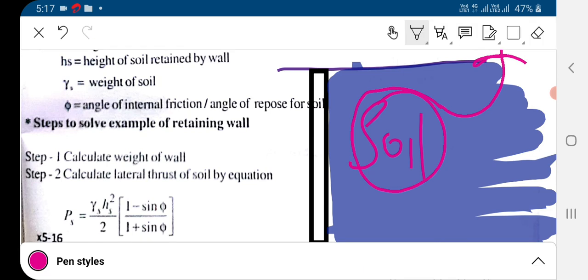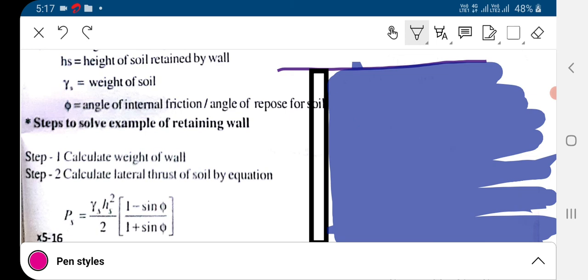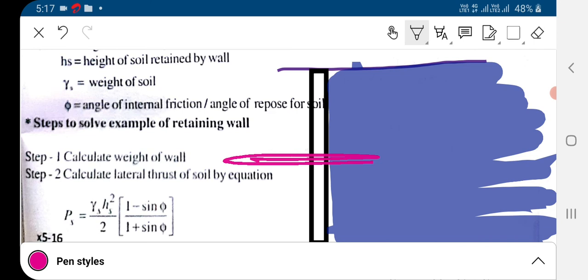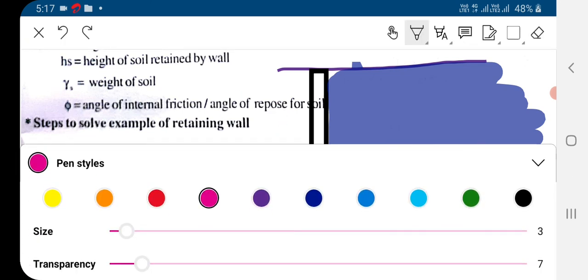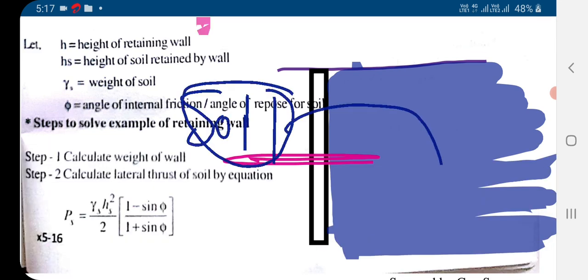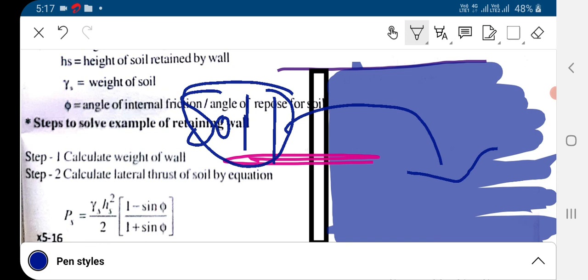Otherwise, if the diaphragm wall is not there, what happens? We have excavated up to this height, and this soil, with soil on this side and soil on this side also, will tend to slide down. That's why we need to construct this diaphragm wall first, and after that we can do the excavation and construct this basement.